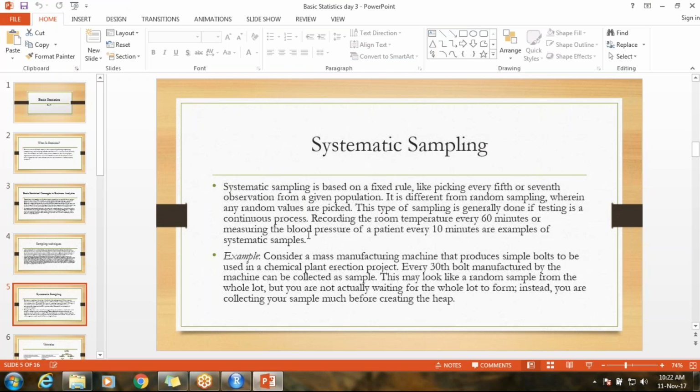And systematic sampling is all about fixing a rule that every seventh or fifth observation will be taken. So sampling at a certain period, or like you've just said, at a certain interval, it will be done.